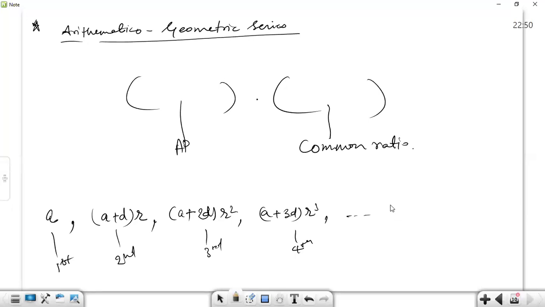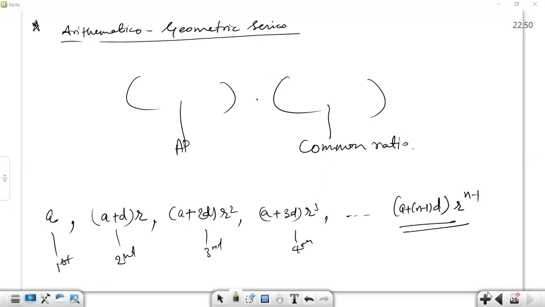So the nth term, as you can guess here, will be the nth term of the AP into the nth term of the common ratio. So this is the nth term of the arithmetico-geometric series. Any doubts, anyone? Any questions, any thoughts? No, sir.